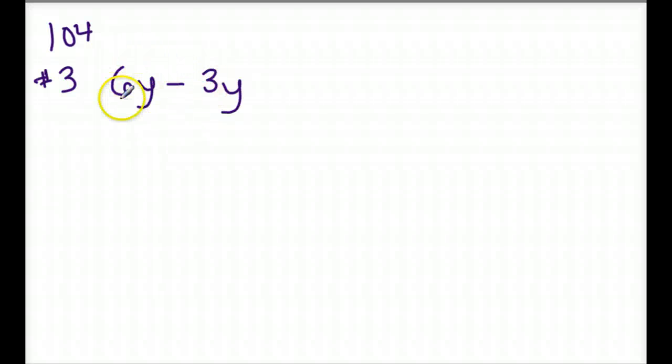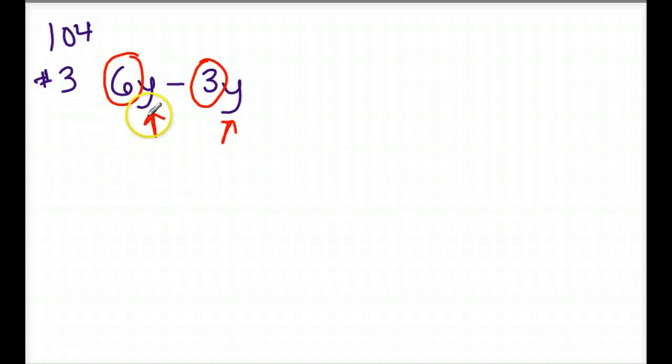And these do have like terms because like terms mean that they have the same variable, y, but maybe different coefficients. And remember, coefficients are the numbers in front of our variables. So these are like terms, and then we just have to state them. So the answer to this question is going to be 6y, comma 3y, or 6y and 3y.